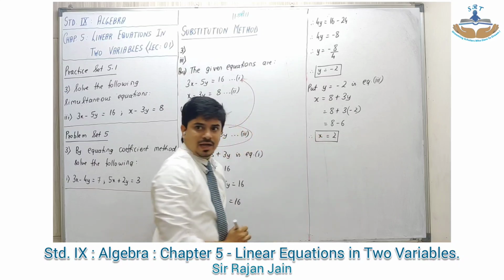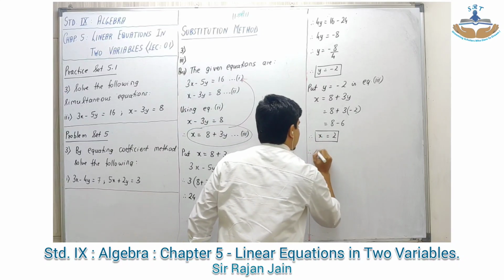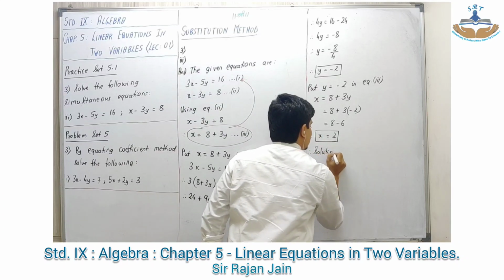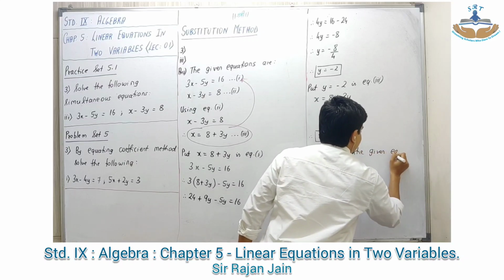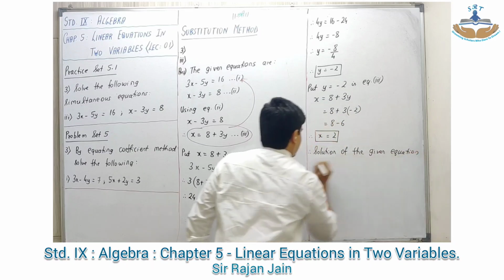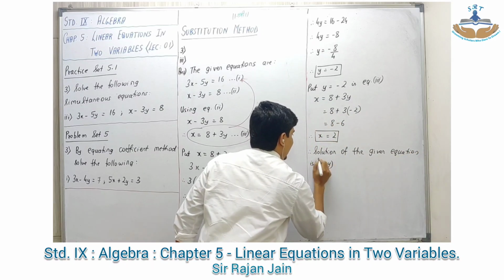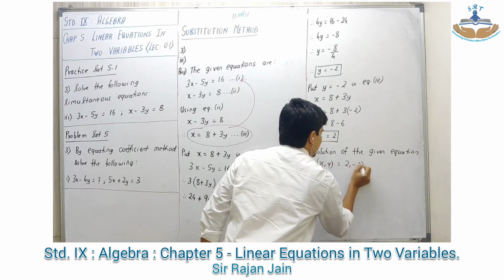X का आंसर 2 आया, y का आंसर आ गया. Final answer write it in statement form. Therefore, solution of the given equation is x comma y is equal to 2 comma minus 2.